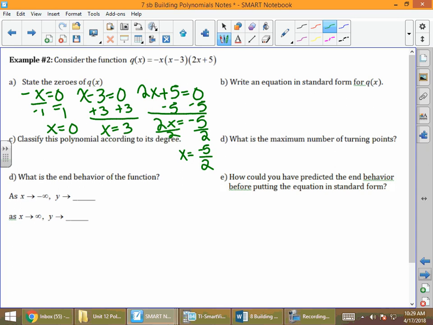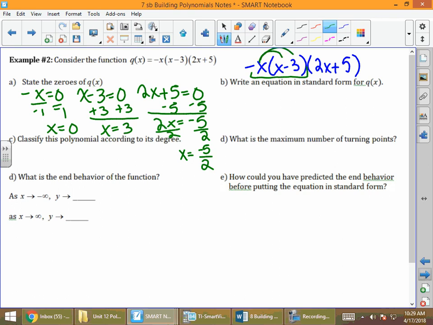And now part B says write an equation in standard form. Well, you have enough space on your paper. I don't have enough space here on my screen. I'm going to start up here. -x times x minus 3 times 2x plus 5. What we're going to do is multiply these 3 parts together. I'm going to start by multiplying those 2 together. And that's just going to be a distributive property.